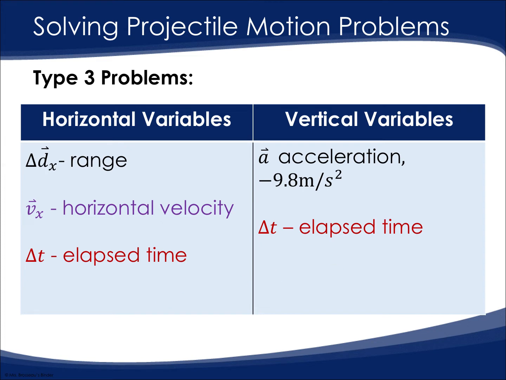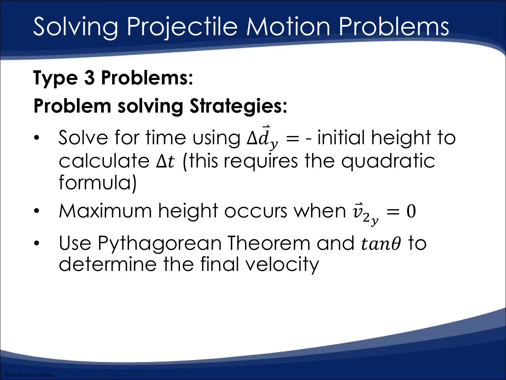All right, so let's get started here. We can use our initial height to find time. Yes, we're going to have to use the quadratic formula. Our max height occurs when our final vertical velocity is 0. And we use the Pythagorean theorem and tangent to find the final velocity, just like we did with type 1.